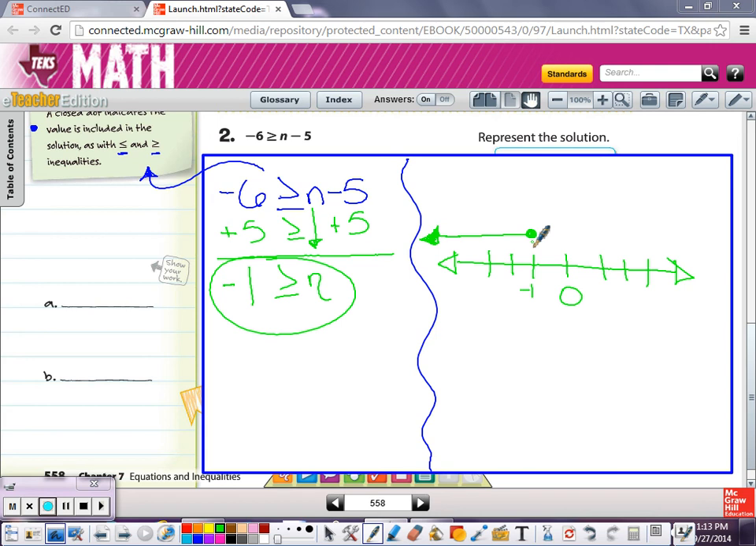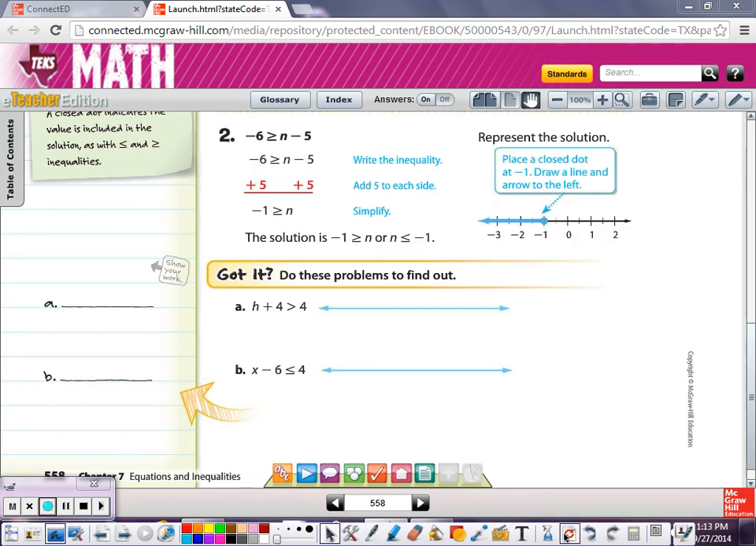Now, if you have any questions, please write them on the side. If you feel pretty confident, why don't you go ahead then and work on the got it here on A and B. Make a number line, graph your answer, show all your work somewhere on the side, and write your final answer here. If you want to check your work, feel free to come in the morning. If not, let's go ahead and move on to the next page.